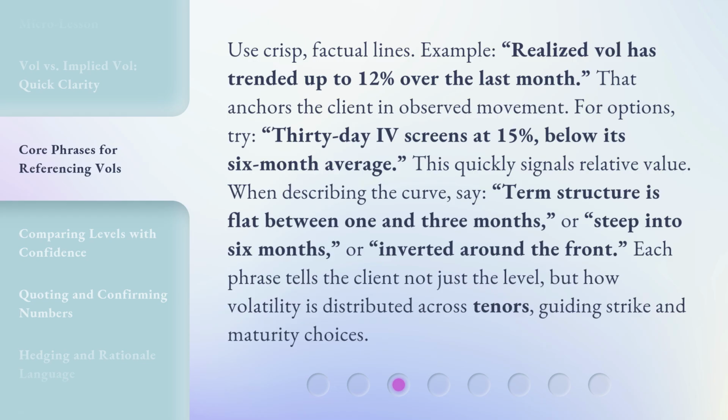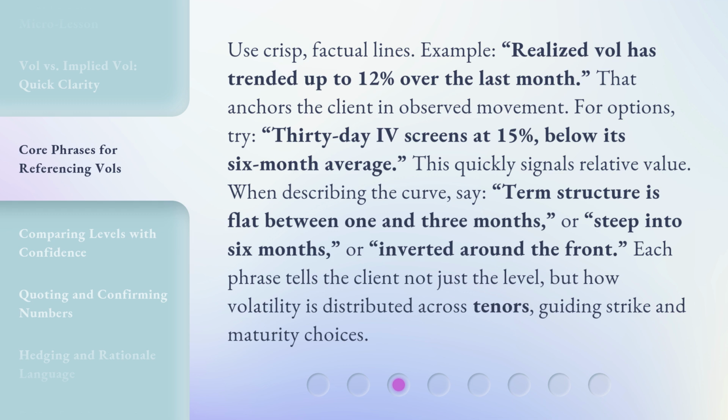Use crisp, factual lines. Example: realized volume has trended up to 12% over the last month. That anchors the client in observed movement. For options, try 30-day IV screens at 15%, below its 6-month average. This quickly signals relative value.